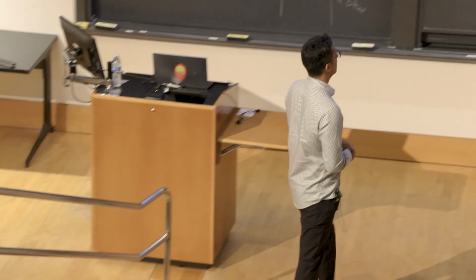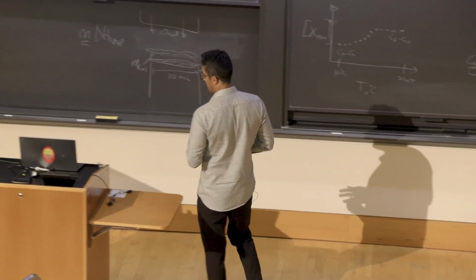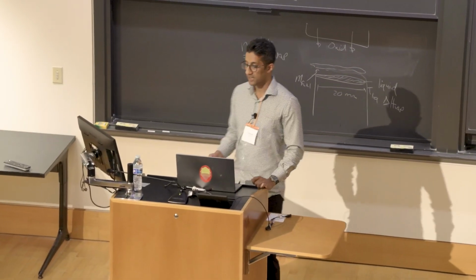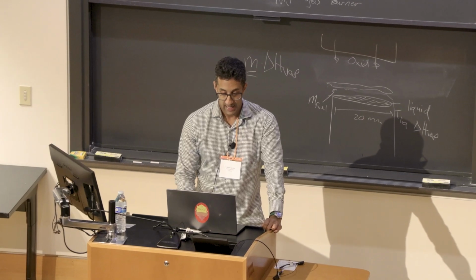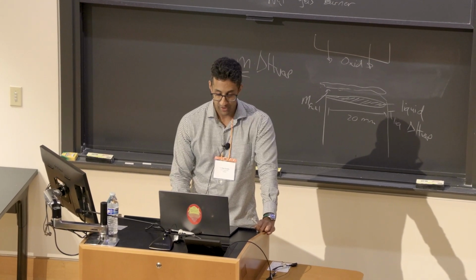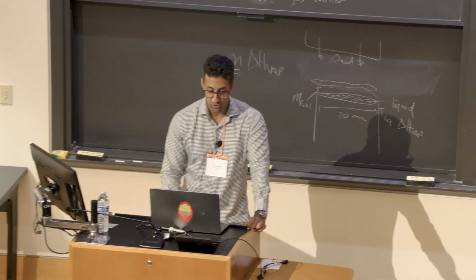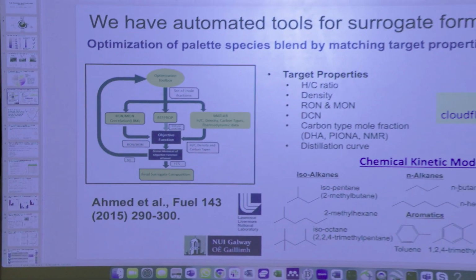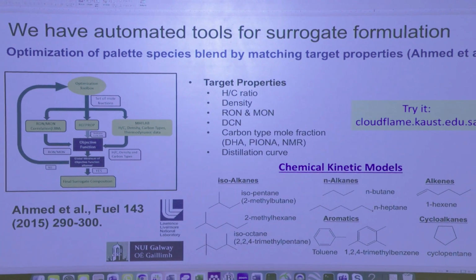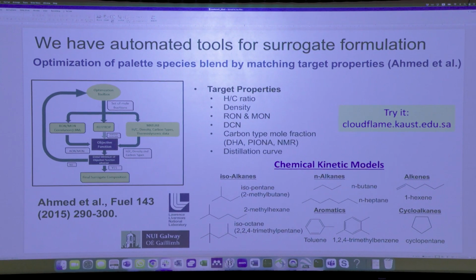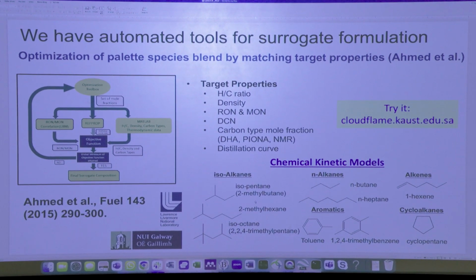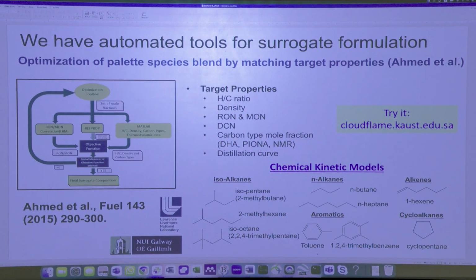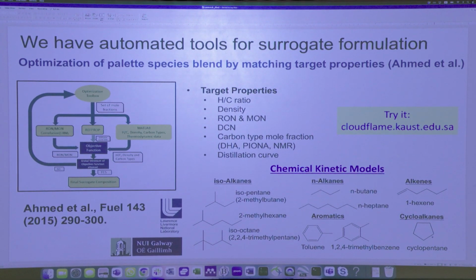So what the industry does, or what the modelers do, also working with companies like Shell and Exxon and Aramco that make the fuels, is build a palette of hydrocarbon species. You pick some representative alkanes in gasoline, butane and heptane. You pick some representative isoalkanes, isopentane, 2-methylhexane, isooctane. You pick some representative aromatics, cycloalkanes, and alkenes, and you build models for these.